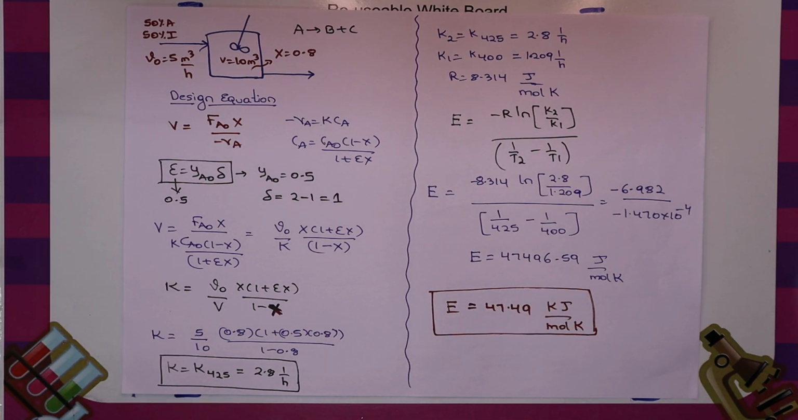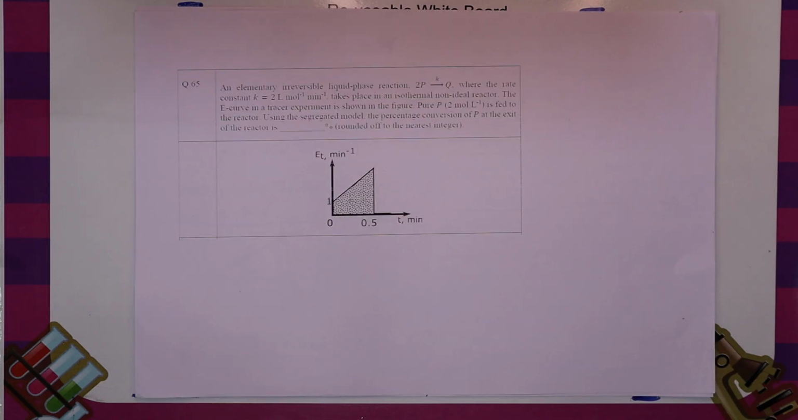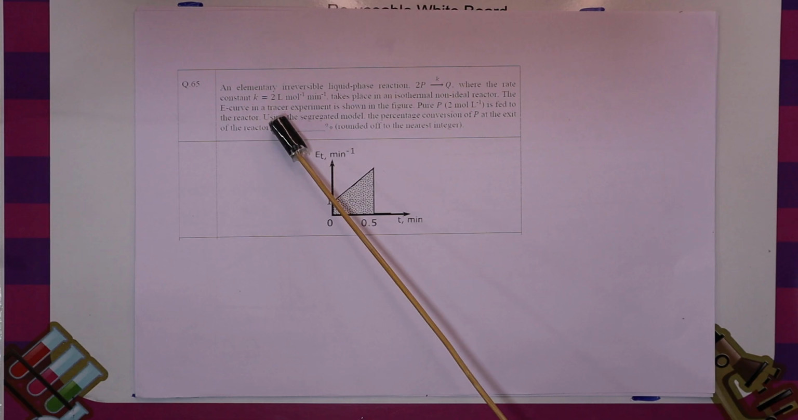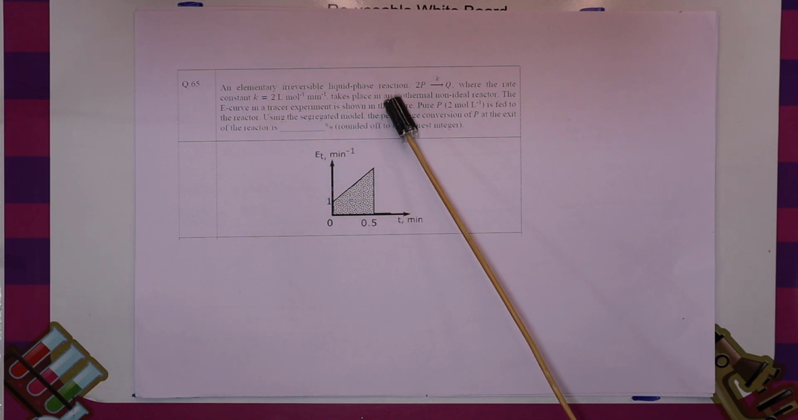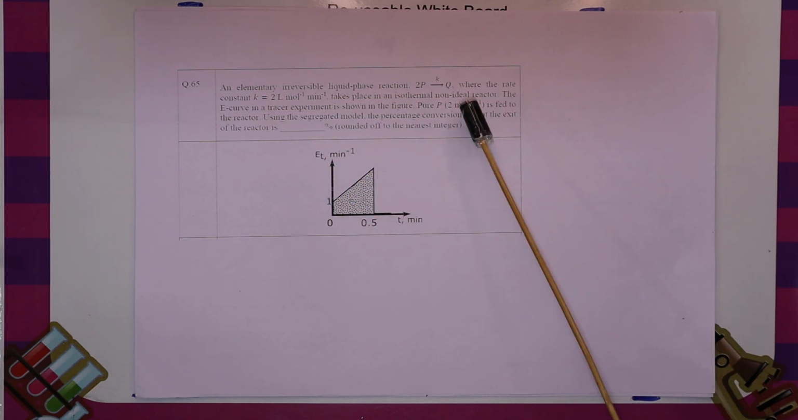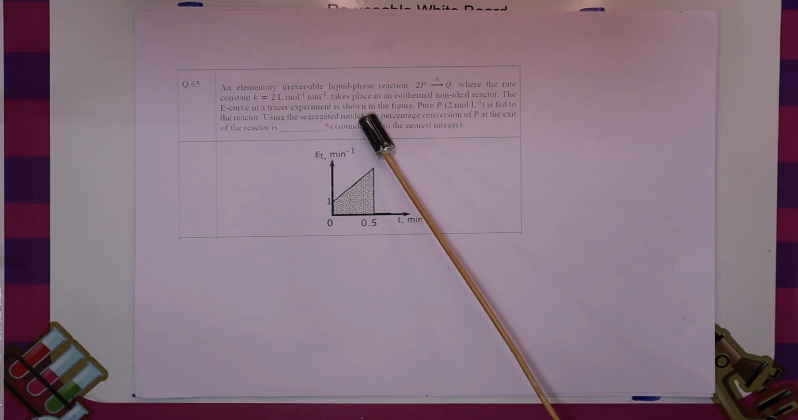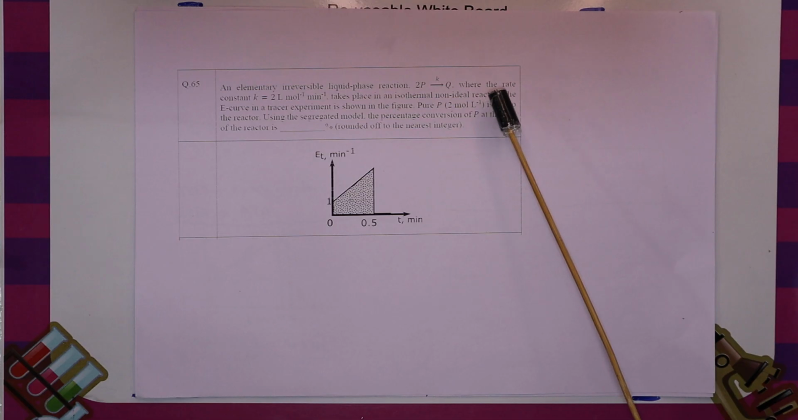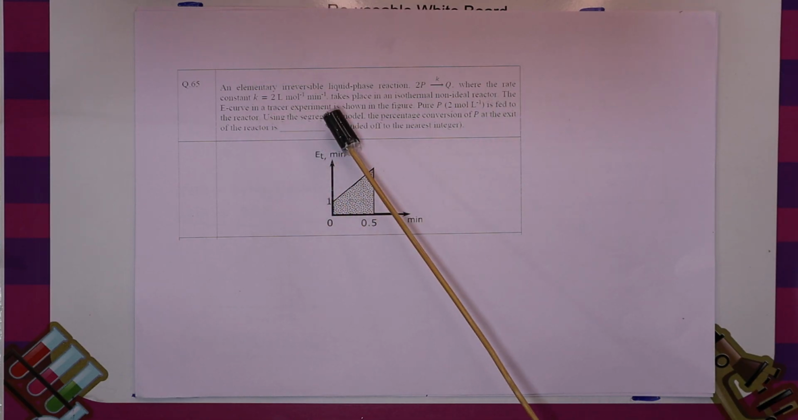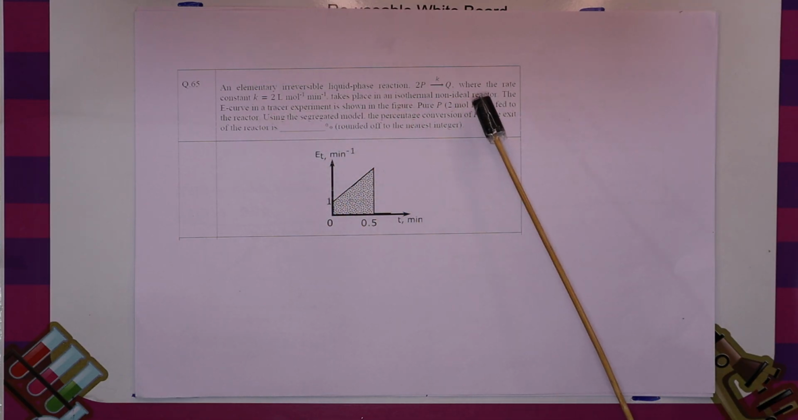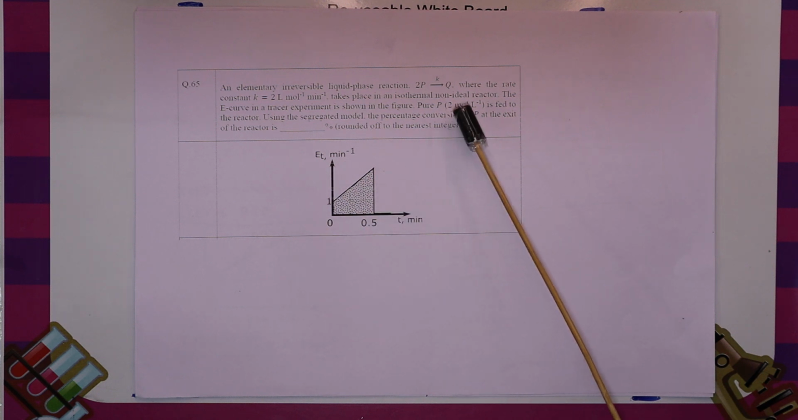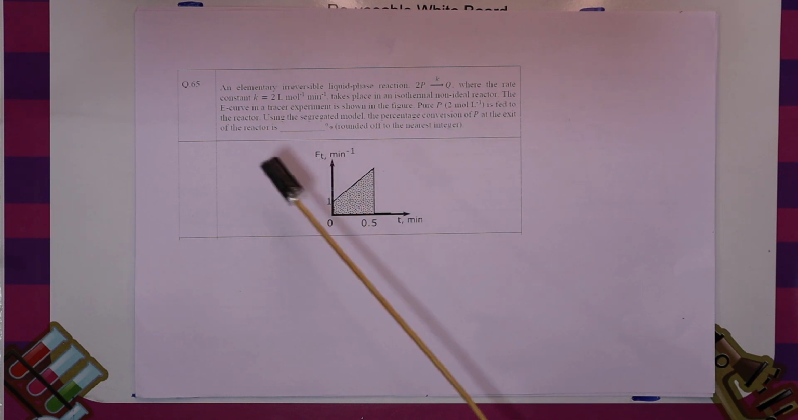So let us move to the next question. It's question number 65. It's a straightforward question: an elementary irreversible liquid phase reaction 2P gives rise to Q, where the rate constant value is given as 2 liter per mole per minute, and takes place in an isothermal non-ideal reactor. The E curve in a tracer experiment is shown. The pure P is fed to the reactor.